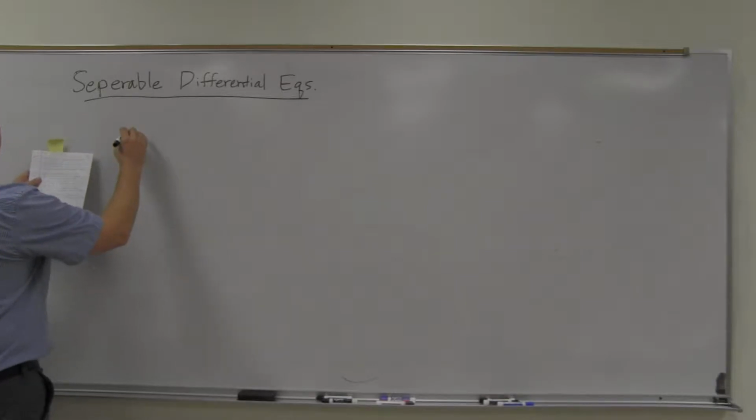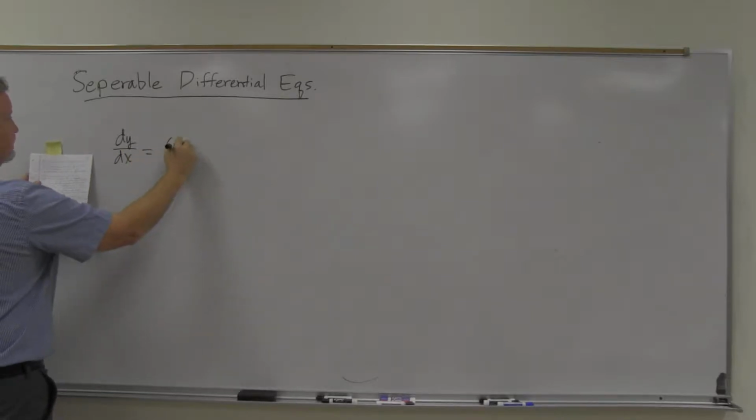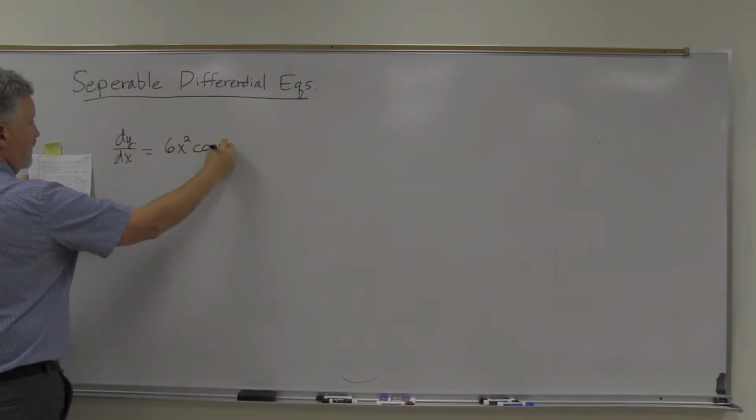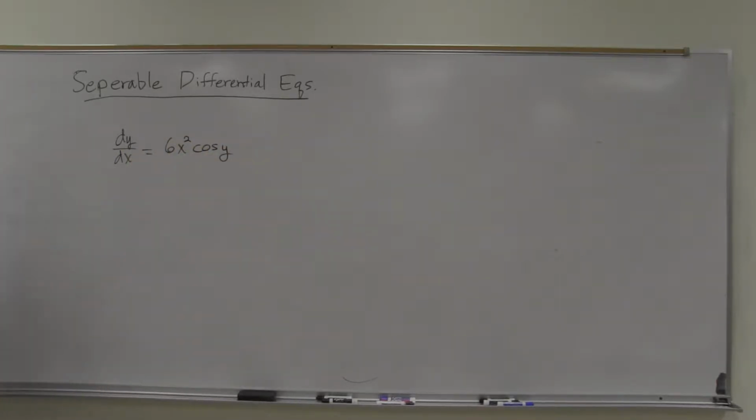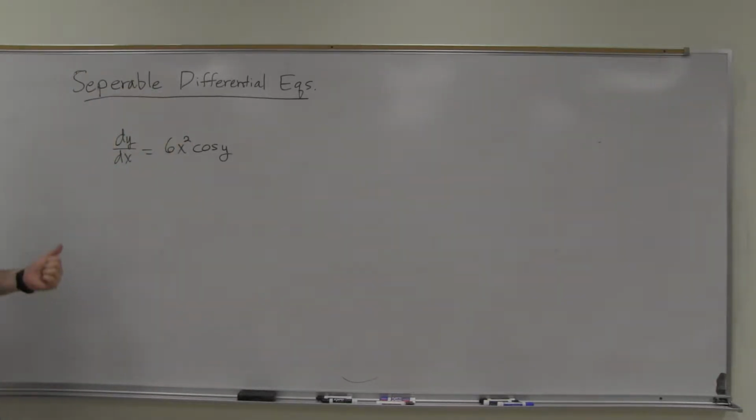And here's one example, dy over dx equals 6x squared times cosine of y. And what the separable refers to is that we can separate the x's from the y's. I can get the x's on one side, the y's on the other.